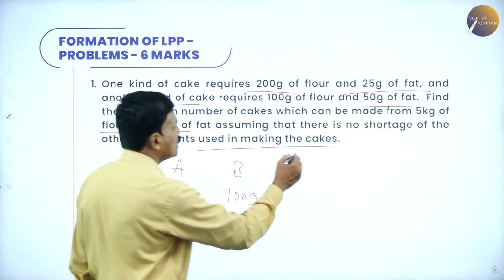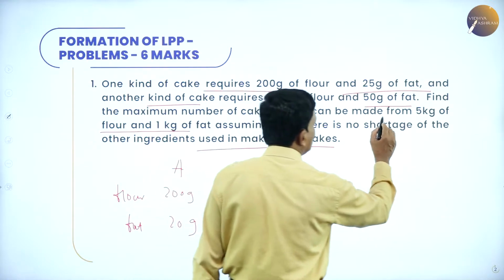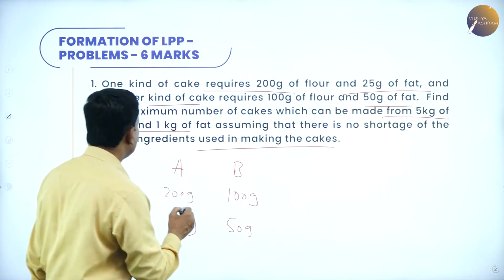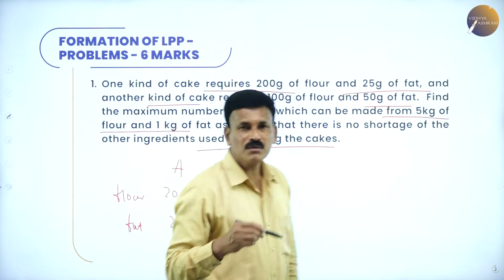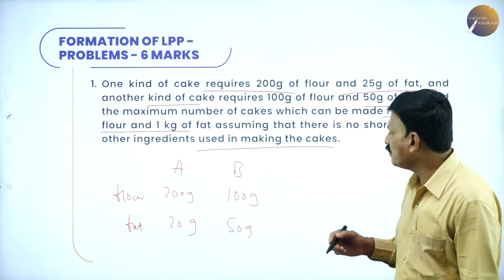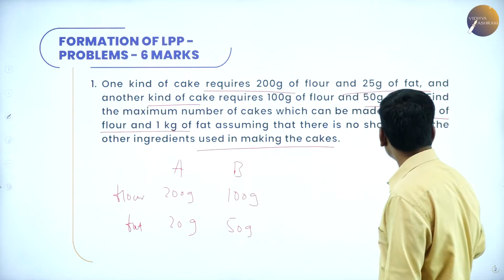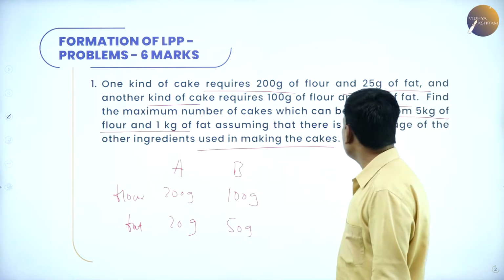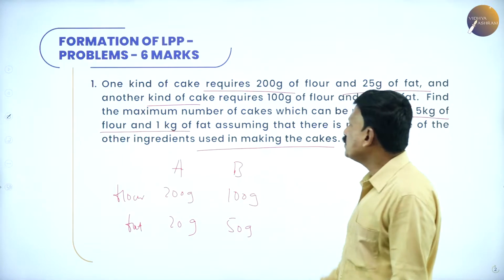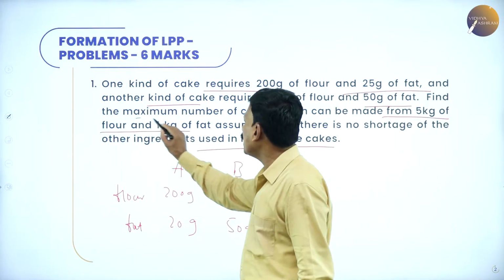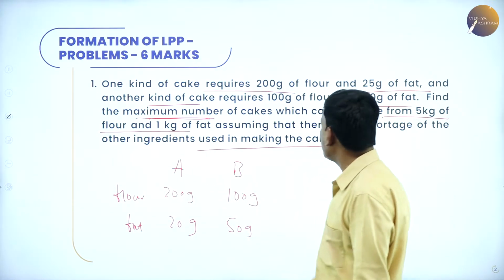So using the maximum resources, what are the resources here? 5 kgs of flour and 1 kg of fat. So we have to manufacture the maximum number of cakes. Now what is the objective function here? The objective function is to maximize the number of cakes.